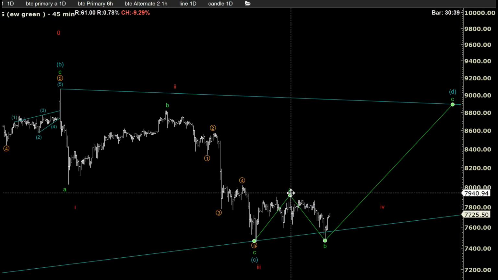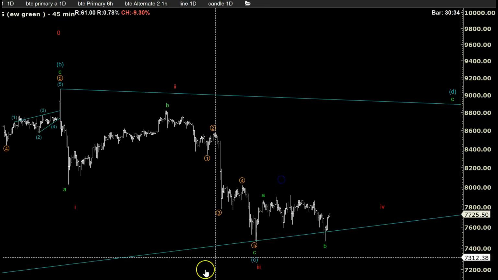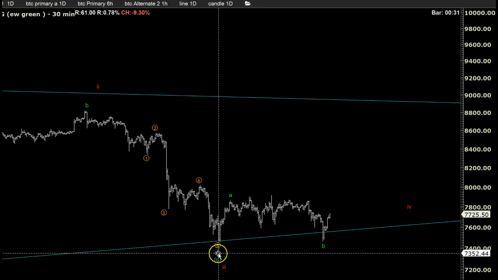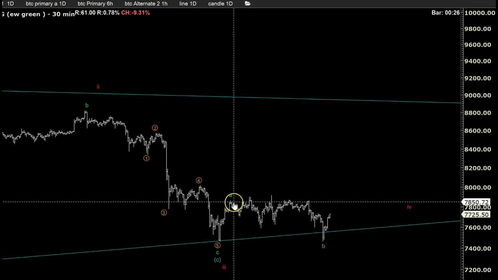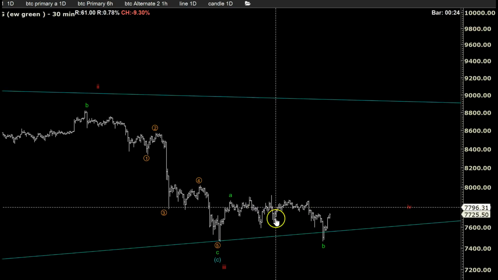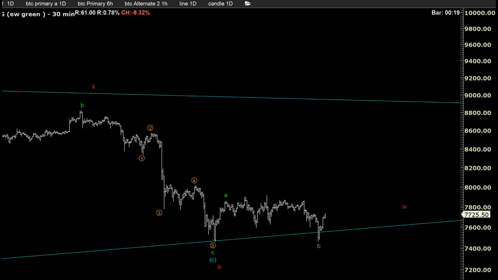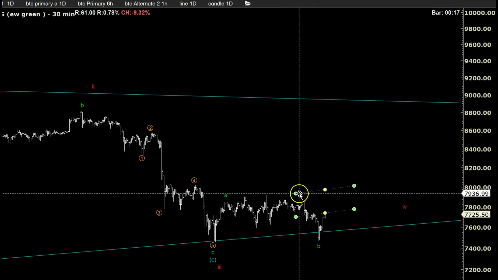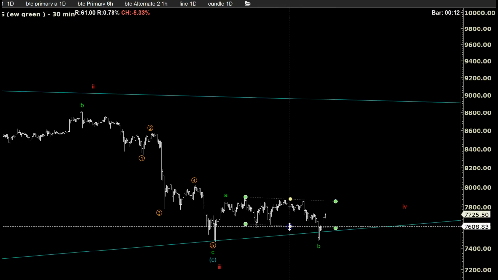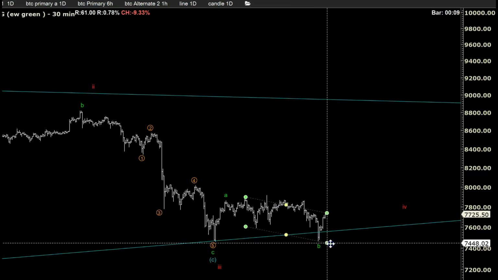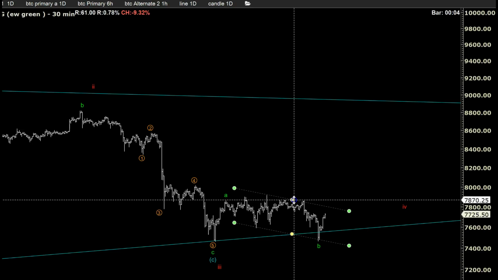So if this is wave A, it should be somewhere here because it should be wave 1. If I go to a 30-minute chart, so I go 1, 2, 3, 4, 5, this is wave 1. Then you have A, B, C. This is some kind of a flat correction, and we can even put some channels on here and see how that works. There you go, maybe something like that.